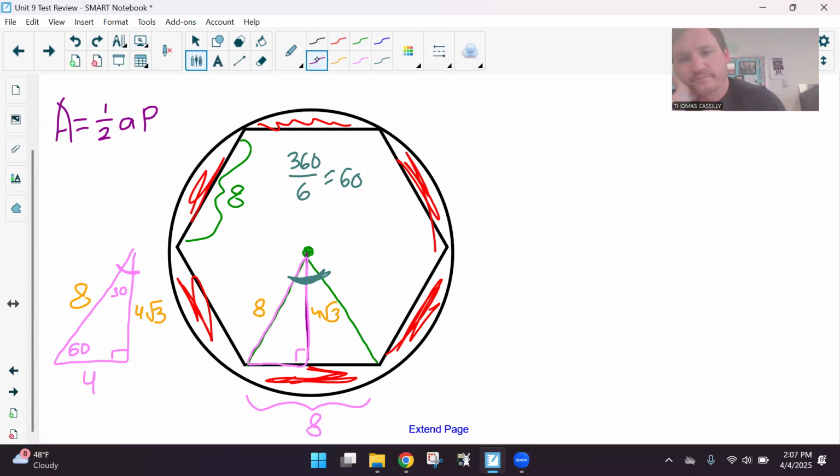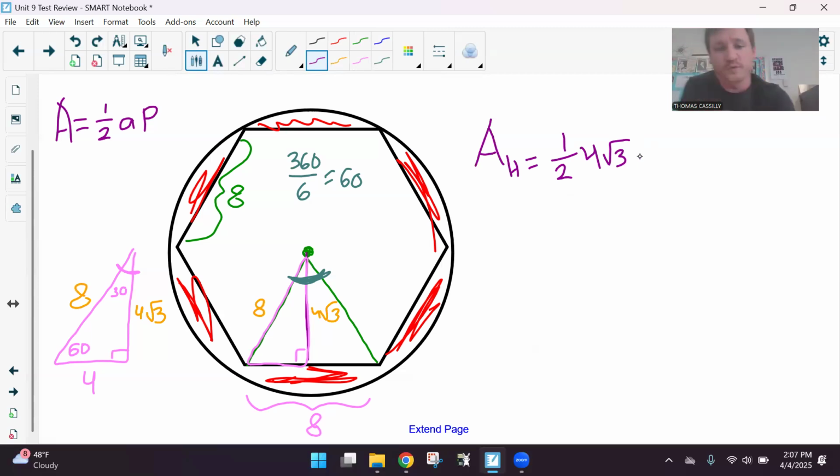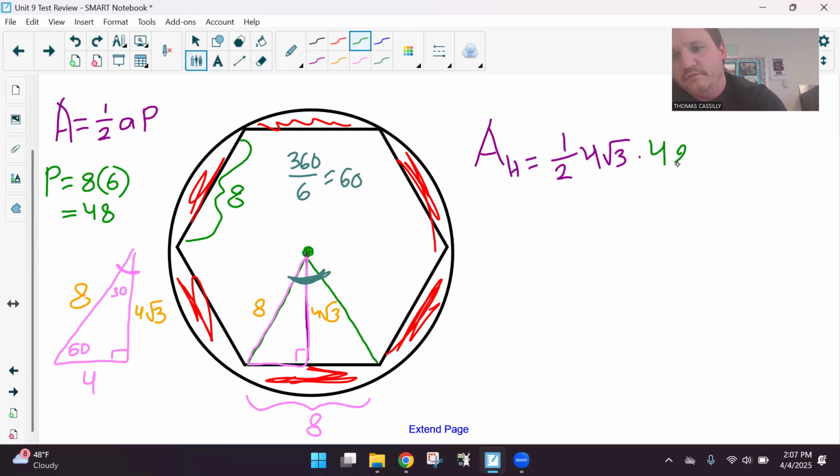So the area of the hexagon is equal to 1/2 times 4 square root of 3 times the perimeter. We did not find the perimeter, but we can get that very quickly. The perimeter is just equal to the side length times the number of sides. 6 times 8 is 48. And so we'll put 48 over here.